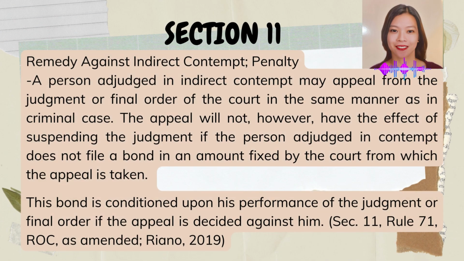Section 11, Remedy against indirect contempt and its penalty. A person adjudged in indirect contempt may appeal from the judgment or final order of the court in the same manner as in criminal case. The appeal will not, however, have the effect of suspending the judgment if the person adjudged in contempt does not file a bond in an amount fixed by the court from which the appeal is taken. This bond is conditioned upon his performance of the judgment or final order if the appeal is decided against him.